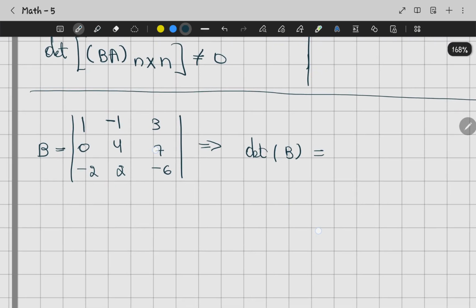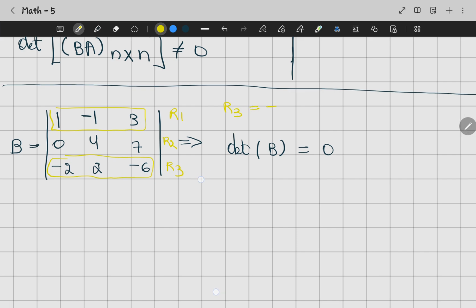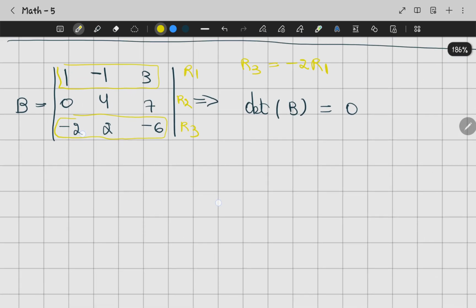Okay, let's say, for example, we have this matrix. The determinant of this matrix will be equal to 0. The reason why it's equal to 0, you could see, if I may say, this is row 1, row 2, row 3. You could see row 3 is equal to negative twice row 1. So for that reason, the determinant of this matrix will be 0.